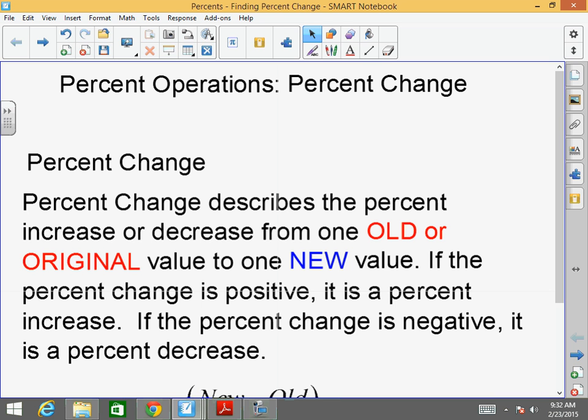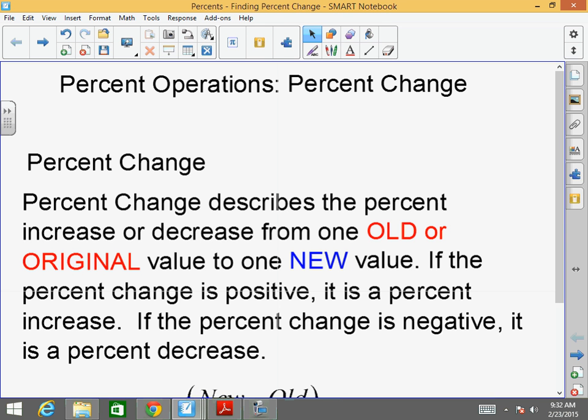If the percent change is positive, that means that there is a percent increase. If the percent change is negative, that means that there is a percent decrease. So when we're going from one value or one number to another value or number, there is a percent change involved.